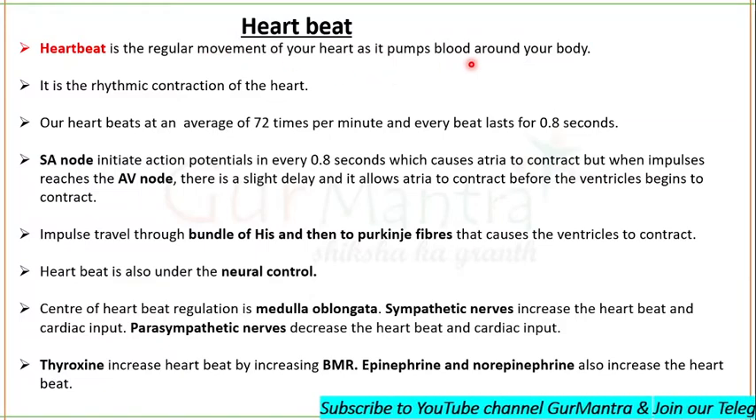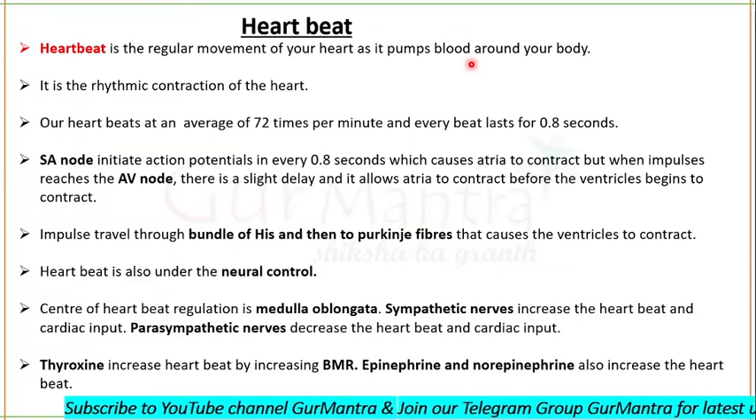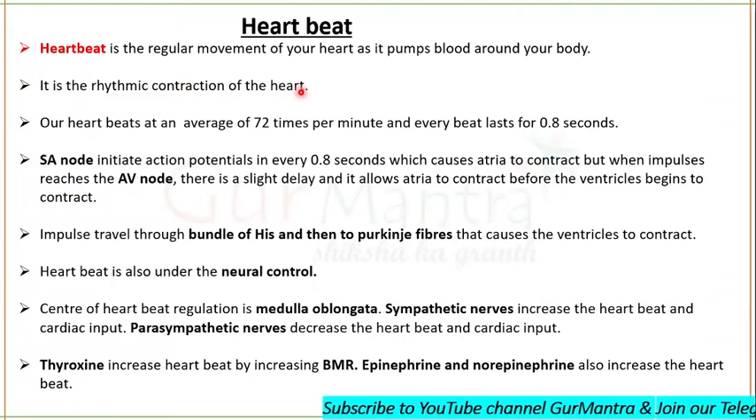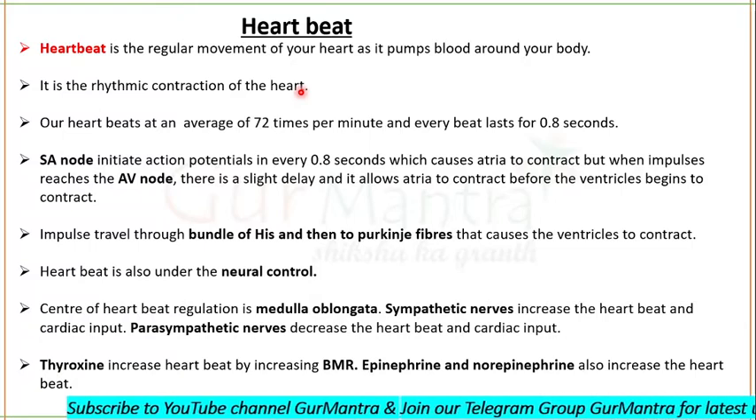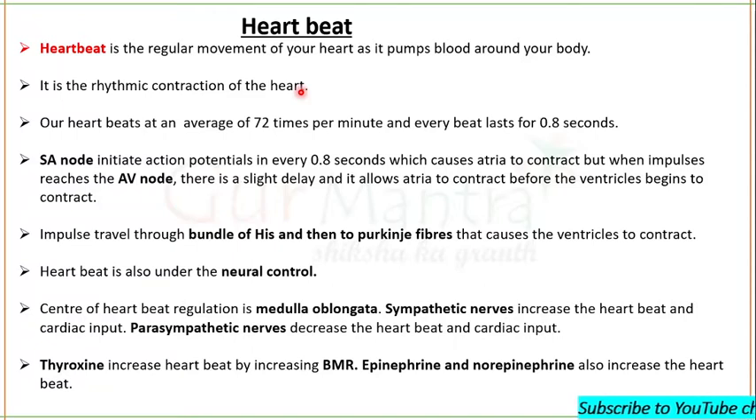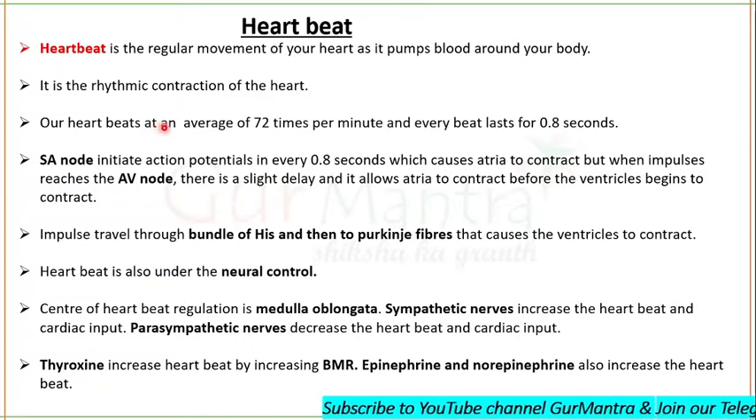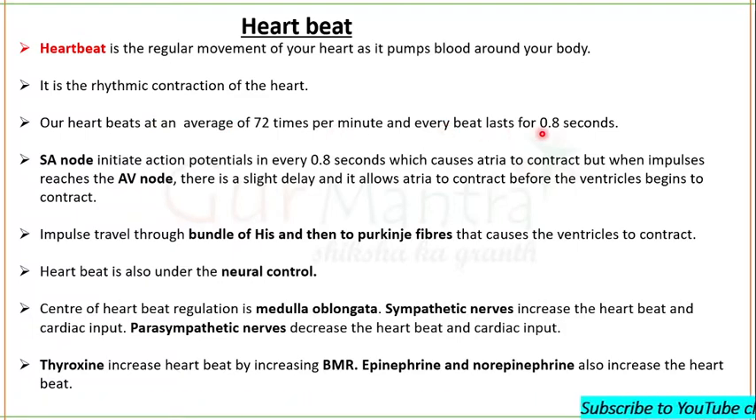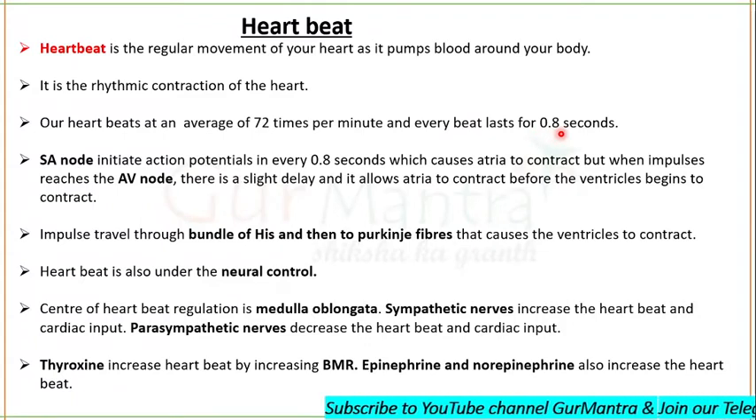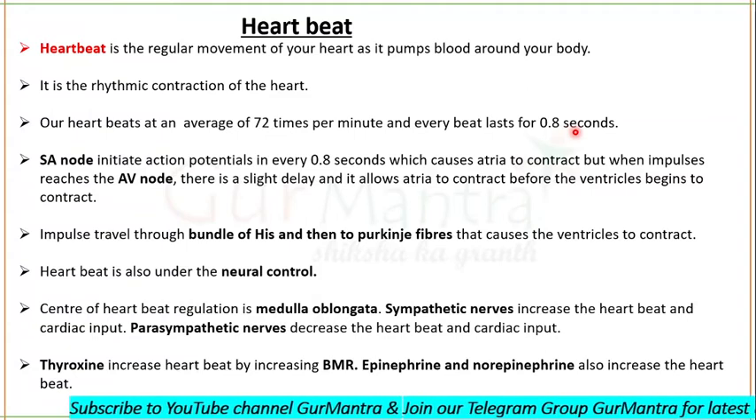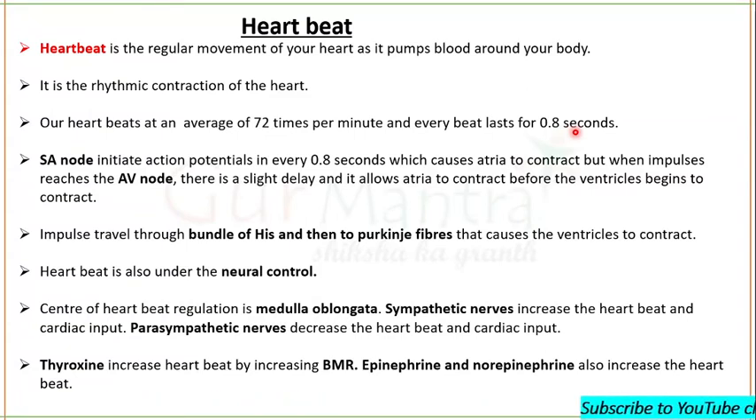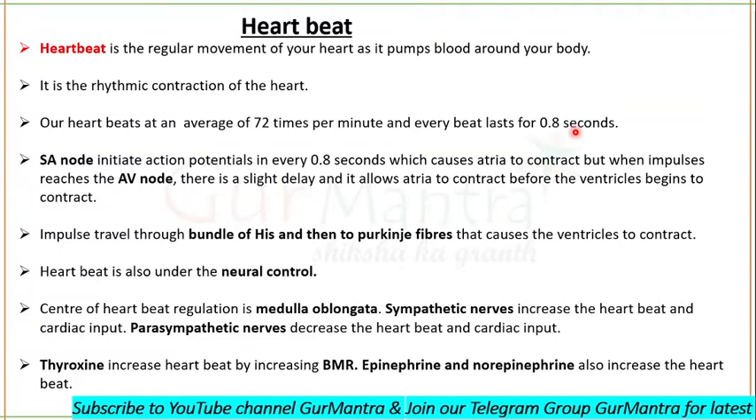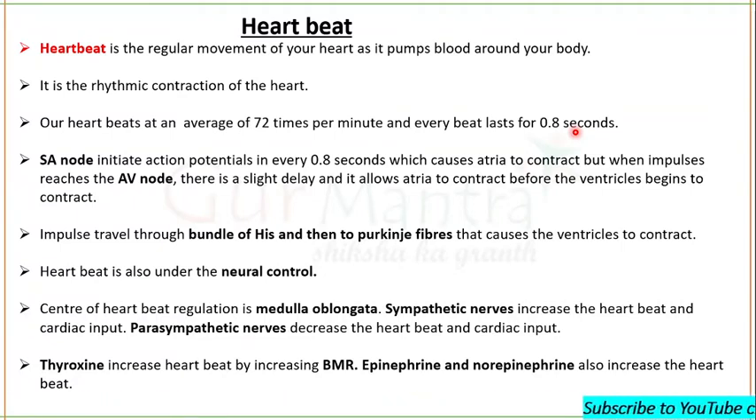We know that our heart contracts, and there is a rhythmic contraction of the heart. So heartbeat is the spontaneous rhythmic contraction and relaxation of the heart to pump out and receive blood to and from the body. When our heart beats, it beats at an average of 72 times per minute, and every beat lasts for 0.8 seconds. See, 60 divided by 72 gives around 0.8 seconds. Whenever our heart beats, first the two atria contract, then the two ventricles contract, and then all the chambers relax. So each cycle is about 0.8 seconds.